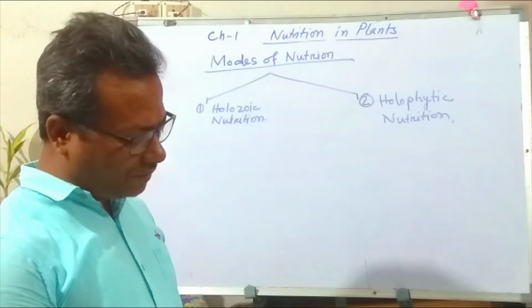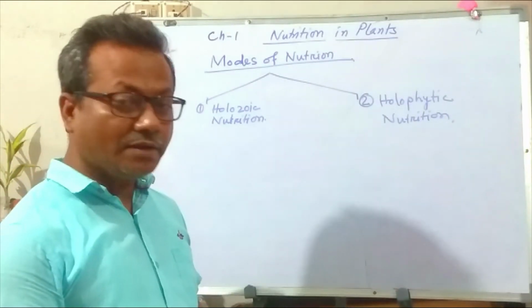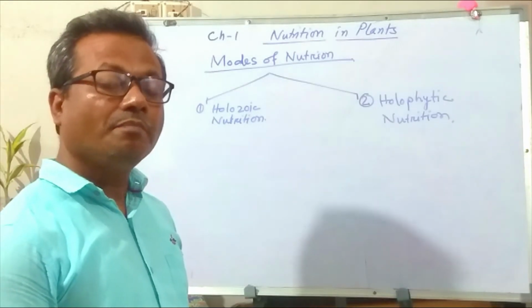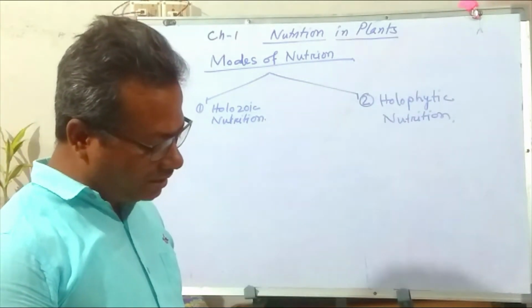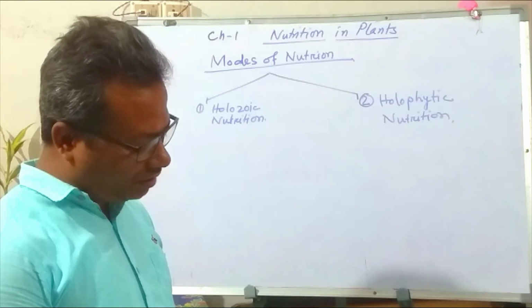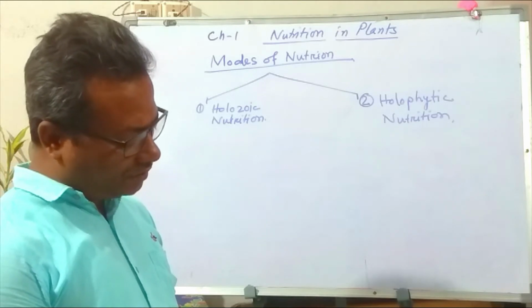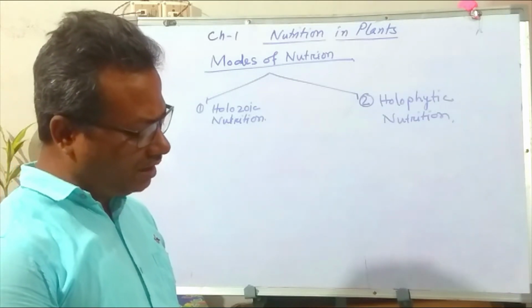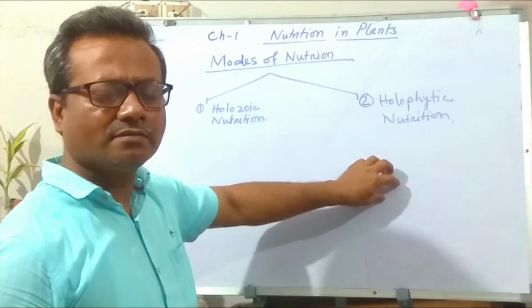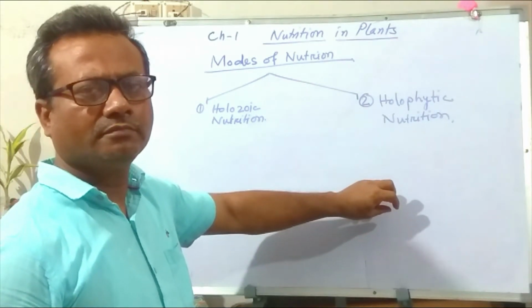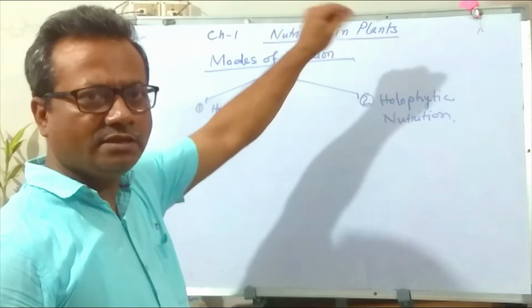The mode of nutrition in plants is known as holophytic type of nutrition. The nutrition that takes place in plants is called holophytic nutrition. Plants prepare all components of their food from inorganic substances within their body itself. The plants absorb water and minerals from the soil by the roots, carry them through the stem, and reach the leaf.